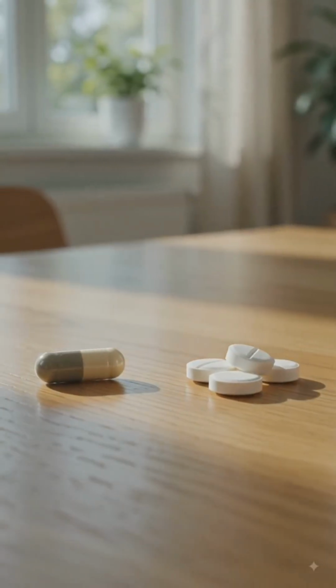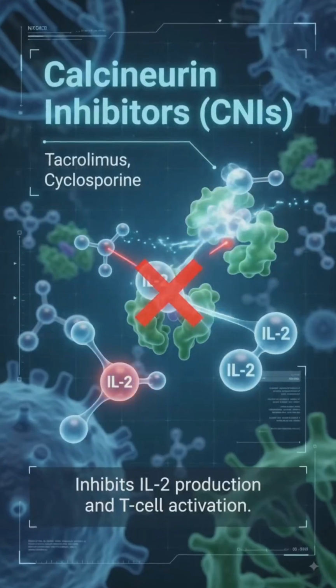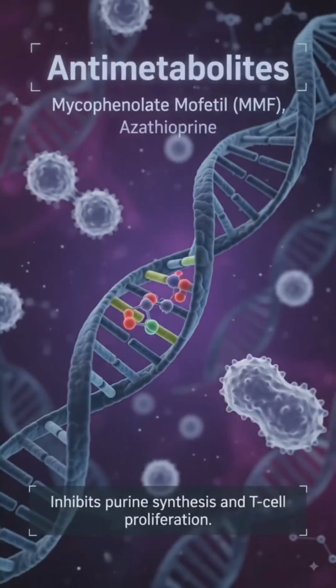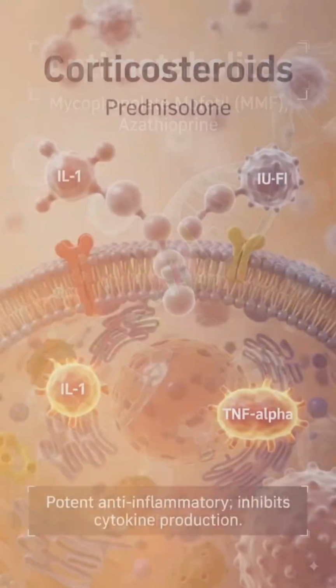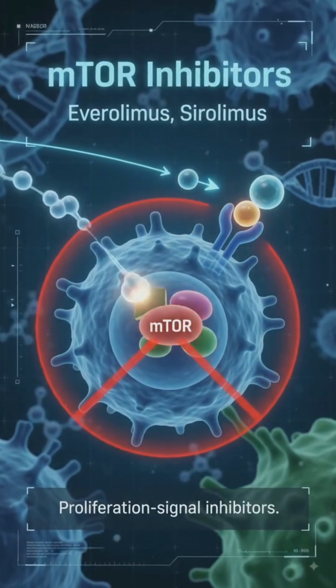Tacrolimus is the cornerstone of therapy. Combine drugs to preserve renal function. Inhibitors like tacrolimus inhibit IL-2. Antimetabolites inhibit purine synthesis. Corticosteroids are potent anti-inflammatories, and mTOR inhibitors block proliferation signals.